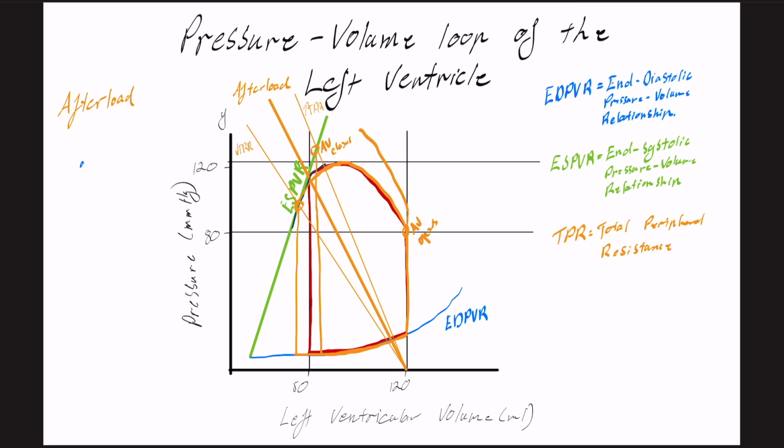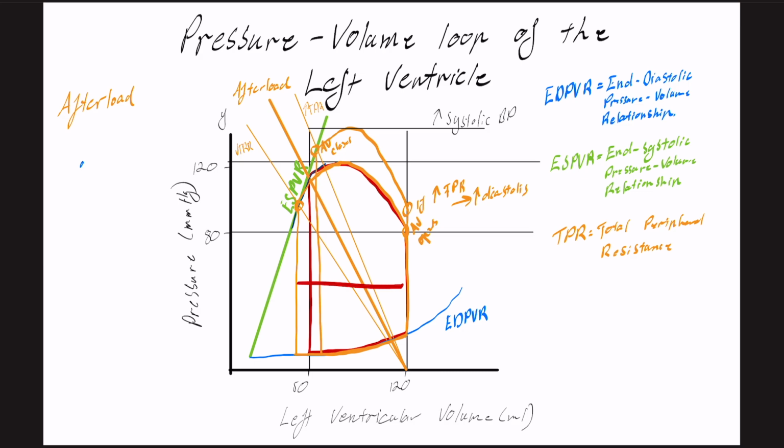And because afterload is high, our diastolic blood pressure is going to be higher. So blood pressure is increased. So that initial opening of the aortic valve happens at a higher pressure. And you have a higher systolic blood pressure here as well.